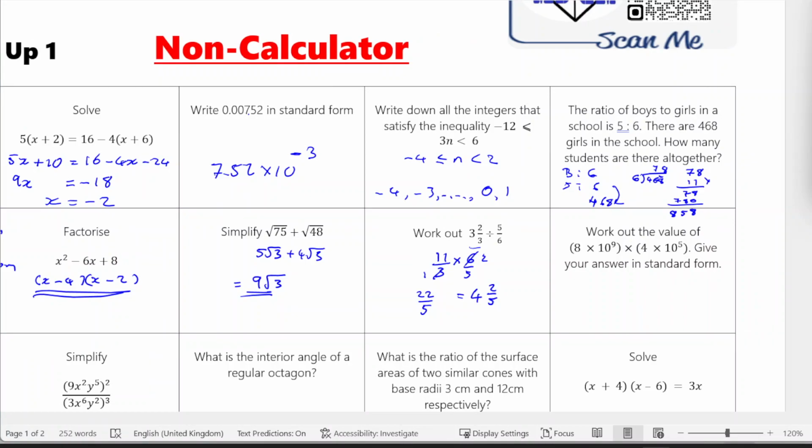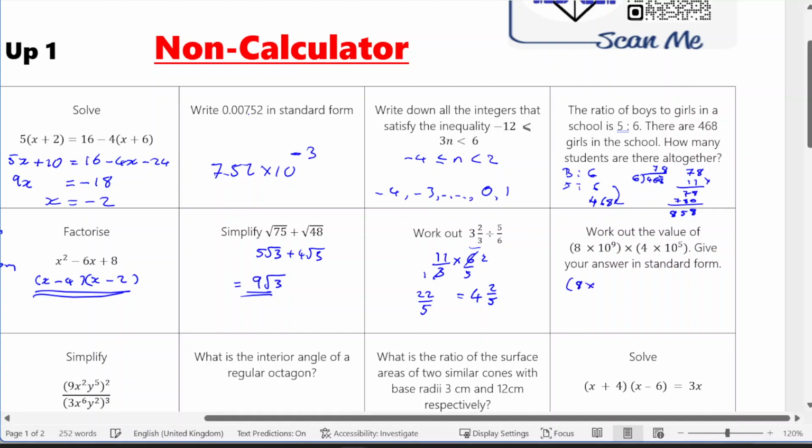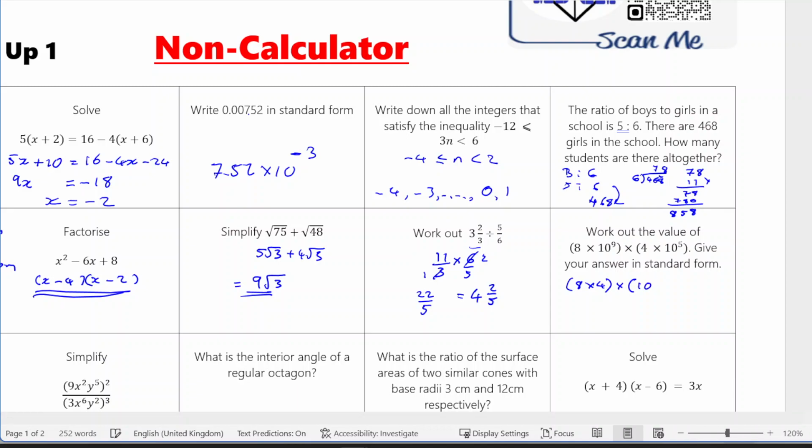Okay, and work out the value of 8 times 10 to the 9 times 4 times 10 to the 5. So I'm going to split this into my number part and my indices part. So 8 times 4 is going to be 32, times 10 to the, and we add the powers, 14. That number's not in standard form, so we need to convert that into standard form, so 3.2 times 10 to the 15.